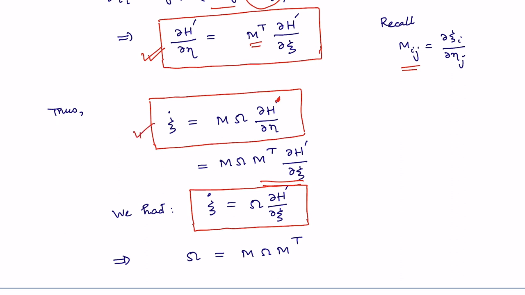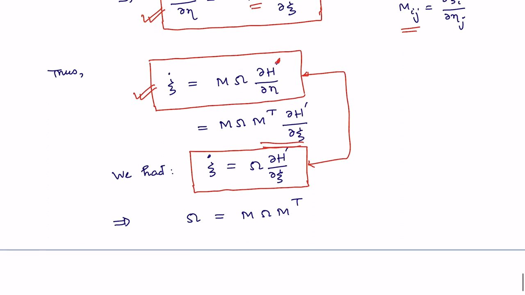And I have this relation between the old and the new phase space. And now both these equations have to be correct. So if that is to be the same, then you can immediately see, if you just look at this particular equation and this particular equation, that omega should be equal to M omega M transpose.